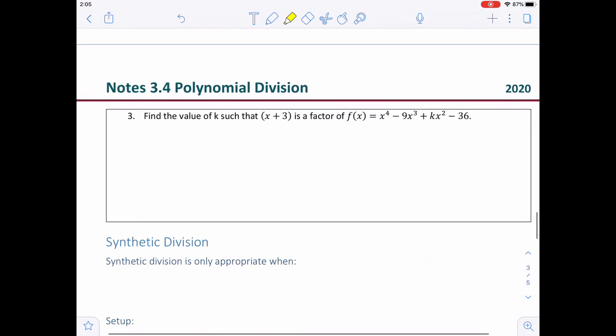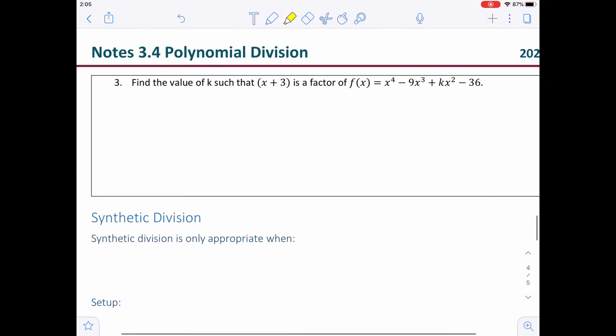Let's do one more. This time we want to find the value of k such that x plus 3 is a factor of f of x equals x to the 4th minus 9x cubed plus kx squared minus 36. Well, it's a factor if the remainder is equal to 0, or when we plug it in, it's 0, right? Same thing. So let's plug it in. What are we plugging in? Remember, we have to find the solution. We don't plug in 3, we're going to plug in negative 3.